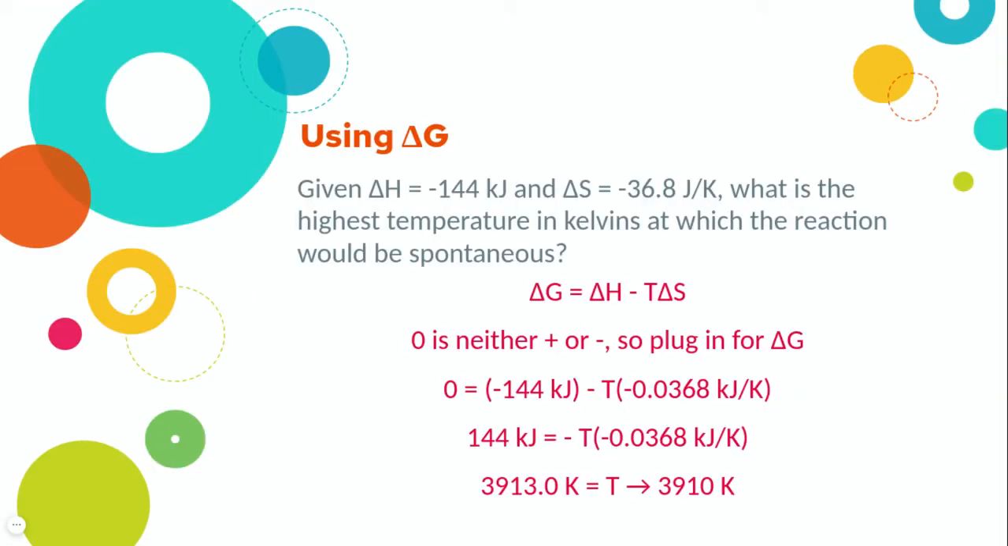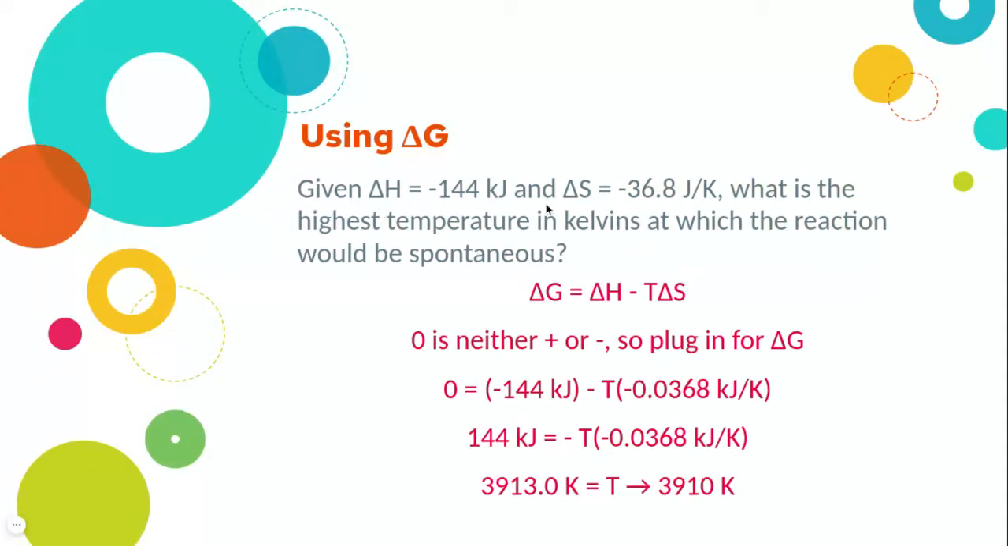Okay, so here is the question as it was written. Now, in your notes, this got a little bit messed up, so there was a typo, but I explained this problem as you're going to set it equal to 0 and solve for T. So you should have been able to still get the right answer. Basically, we're given a delta H value and a delta S value, and we're trying to find the highest temperature in kelvins at which the reaction would be spontaneous.